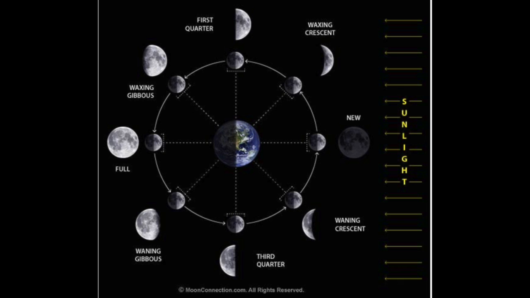The new moon is the first moon of the lunar month, and it is when the Earth, moon, and sun line up in a straight line with the moon in the middle, so the sun shines on the back of the moon, but we do not see that.